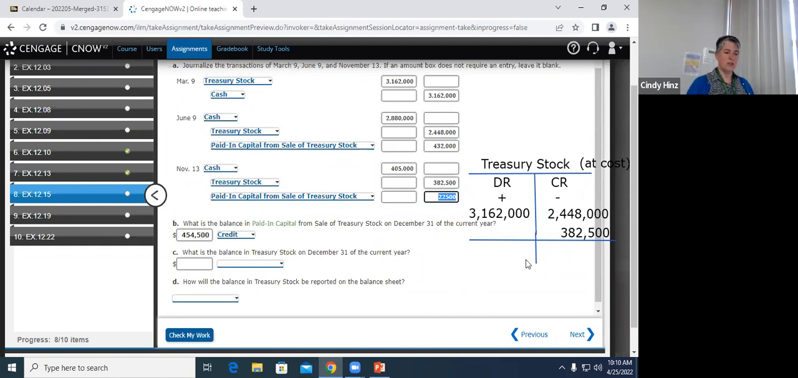What's the balance in the treasury stock account? Well, we have all that we need here to find that balance. Add up the debits, there's only one. Add up the credits, subtract the smaller number from the larger number.